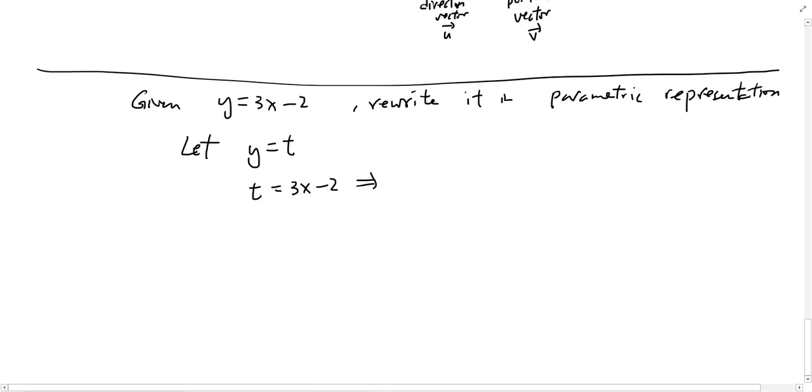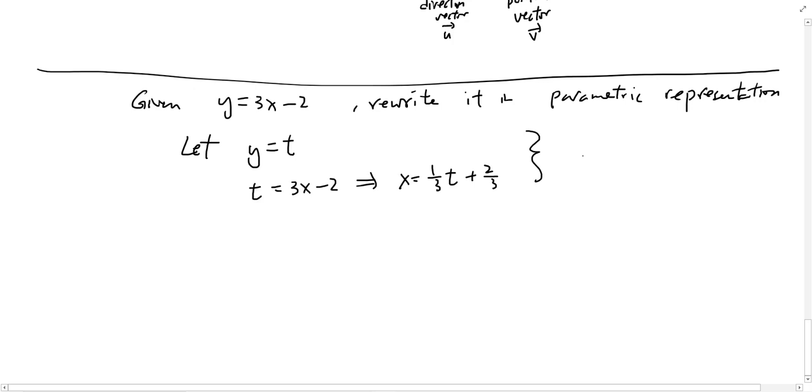Try to solve for x. So pause the video, try to solve for x. Once you're done, put it back on. And if you solve for x correctly, x would equal 1/3 t plus 2y. So what happened to my equation now?